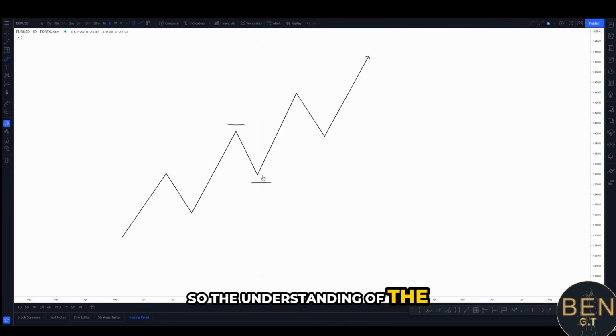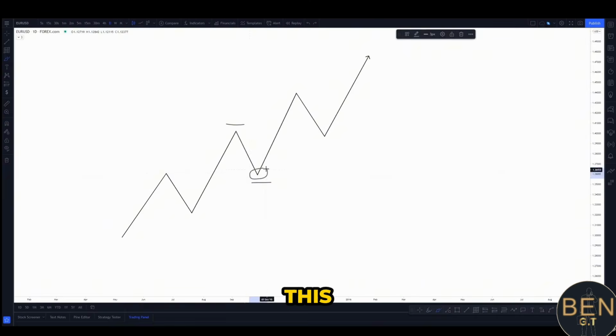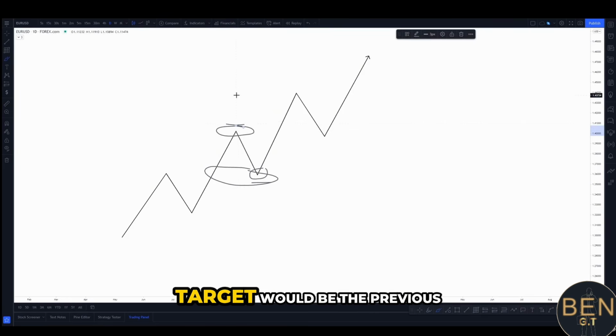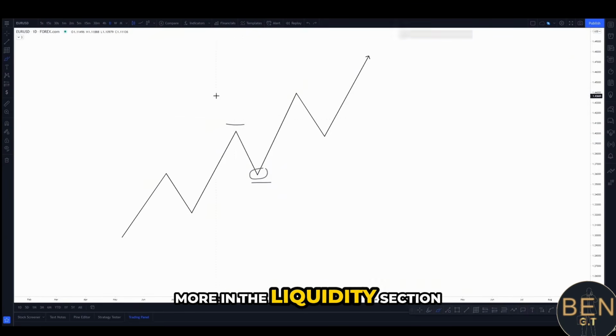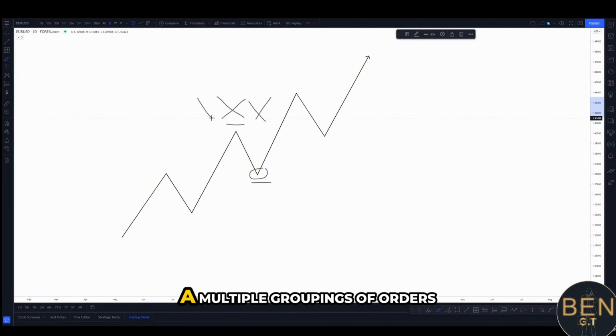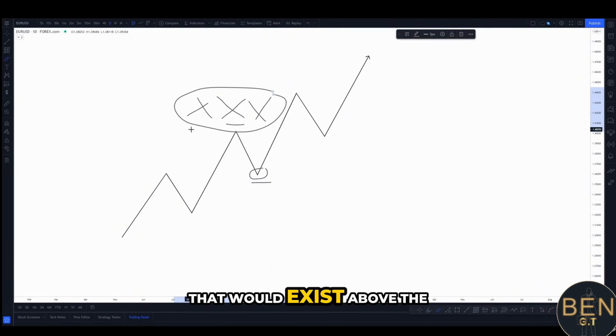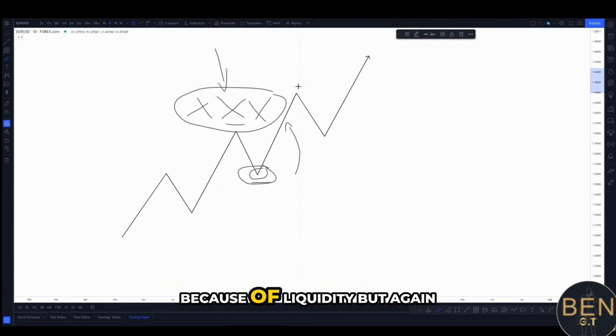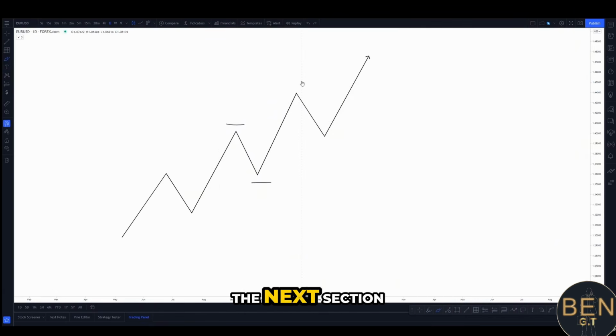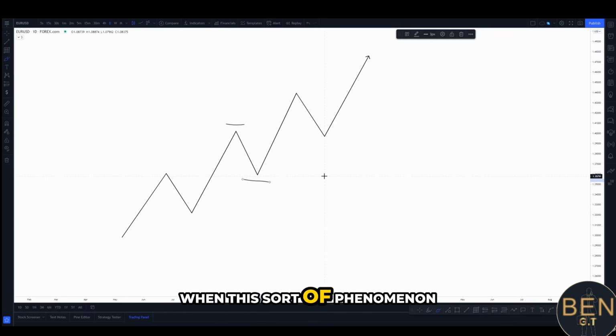So the understanding of the protected lows in this case would be this low is protected because a large grouping of orders was created at this demand zone. And as a result, the next logical spot to target would be the previous structural swing high. And what we'll touch on more in the liquidity section is also that there are multiple groupings of orders that would exist above the swing high. So from that perspective, we have a protected low, we have a targeted high. Why is it targeting it? Because of liquidity. But again, we'll dig into that in the next section, just to get your mind thinking at the end of the day of what is actually being targeted when this sort of phenomenon happens.